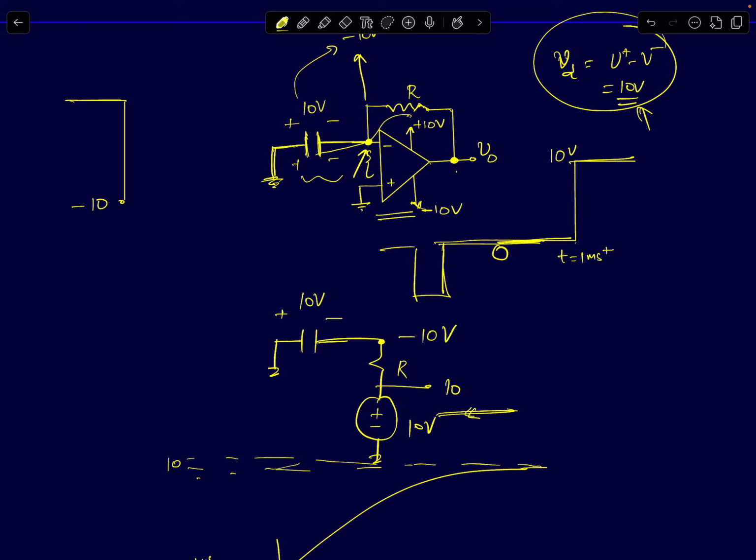Okay, so now what will be the steady state for this RC circuit? Not the operating point, the steady state for this circuit will be when the current in the circuit goes to 0, which means this node voltage Vx, now Vx of 1 millisecond is exactly equal to minus 10 volts. Vx of infinity will be plus 10 volts.